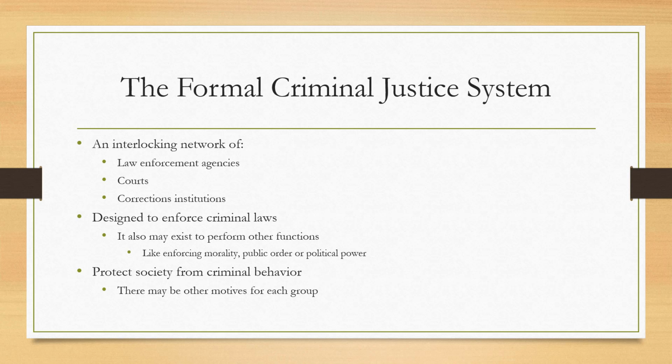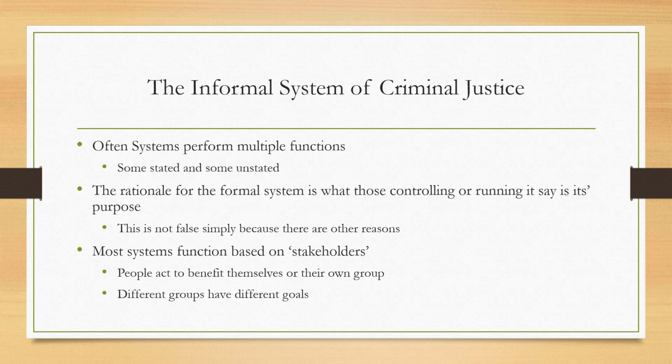Now there's other reasons for having the criminal justice system. And yes, it does protect us from what we deem to be criminal behavior, but there may be other motives for these groups. Now, just because other motives exist doesn't mean that the formal criminal justice system doesn't do what it states it does do. The informal system really is a function of the stakeholders.